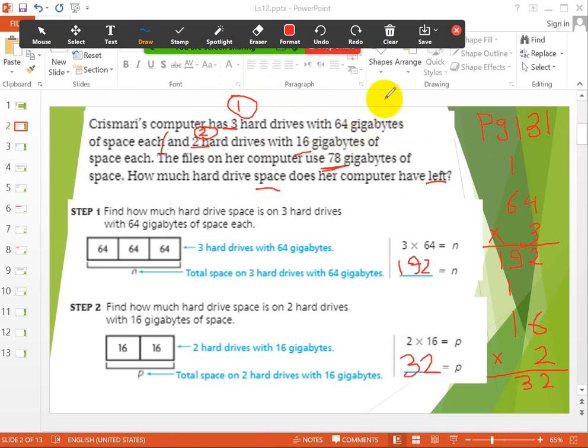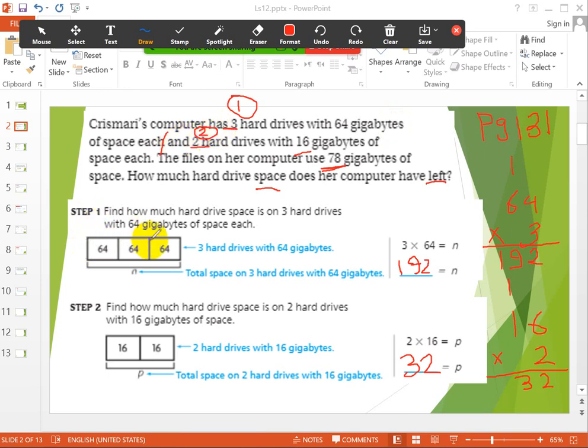Gigabytes is the unit for space in a computer. Okay, the unit that I will use for the space in the computer. So each hard drive has a space of 64 gigabytes. I have three hard drives. If I want to know the total space for these hard drives, what I have to do, look, each one, I have 3.